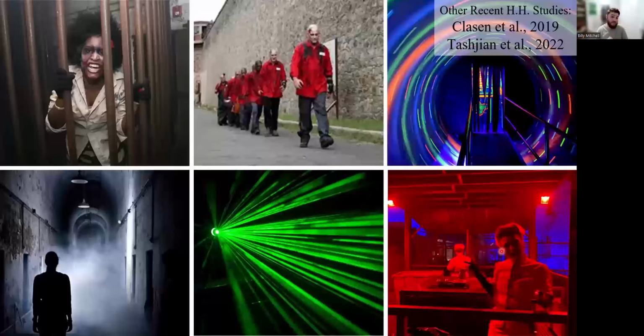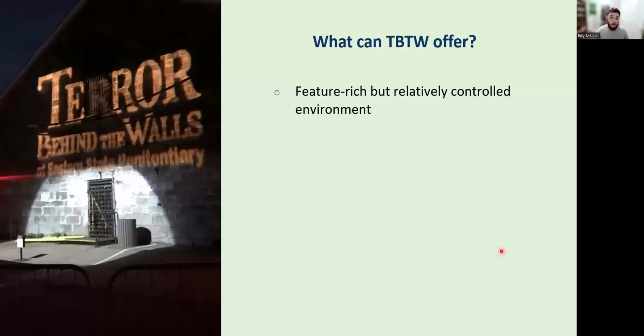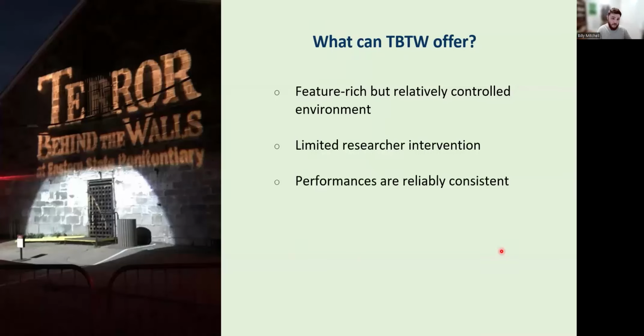So we initially tested this hypothesis by running 2 experiments at a highly regarded haunted house in Philadelphia called Eastern State Penitentiary. Haunted house experiences have been recently used by some other researchers for similarly affective questions because they do possess many of those previously mentioned features. They can feel dangerous and chaotic while still being safe and controlled. Participants can have a relatively naturalistic experience with limited researcher intervention.